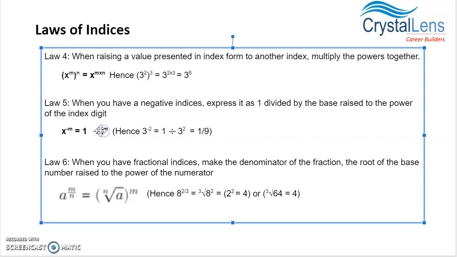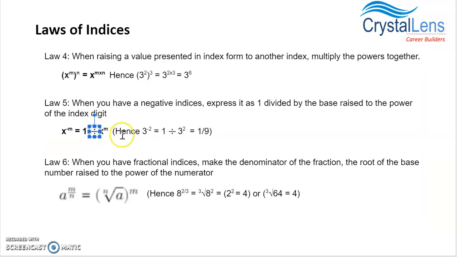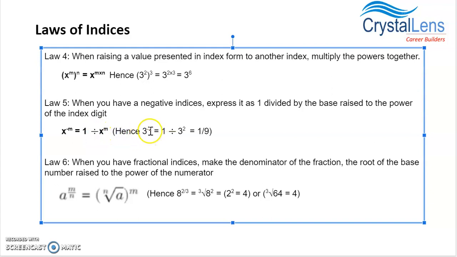The example here says 3 raised to power minus 2. Again, because it is negative, what do you say? 1 divided by 3 raised to power the specific index, which is 2. Of course, 3 raised to power 2 will give you 9. So your answer will be 1 divided by 9, or 1 over 9.